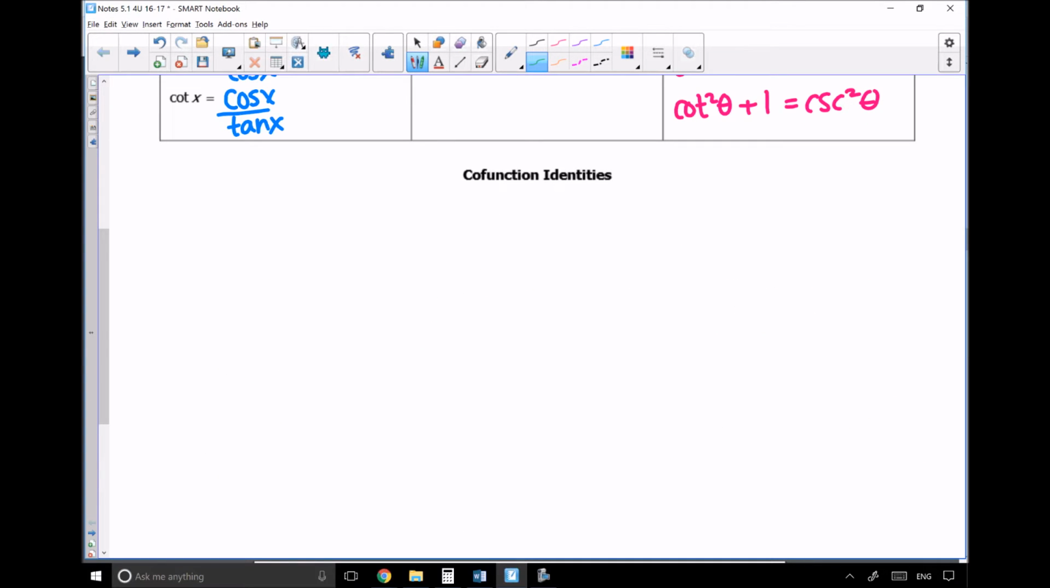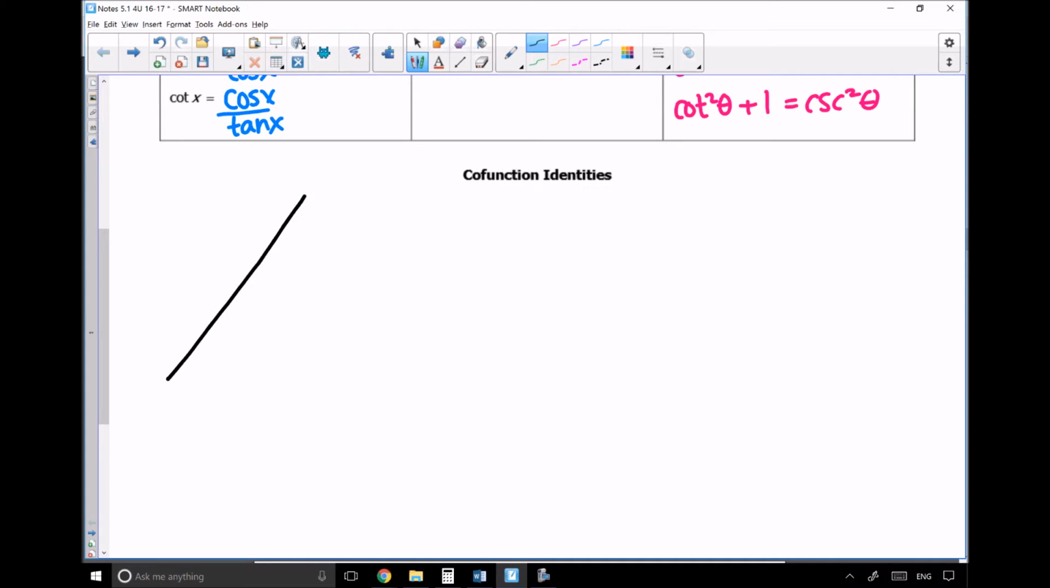Okay, so now we're going to take a look at co-function identities, and co-functions are just functions like, for example, sine, its co-function is cosine. Tangent, its co-function is cotangent. Secant, its co-function is cosecant. So there are relationships between sine and cosine, tangent and cotangent, secant and cosecant. So let's go ahead and explore some of these relationships.